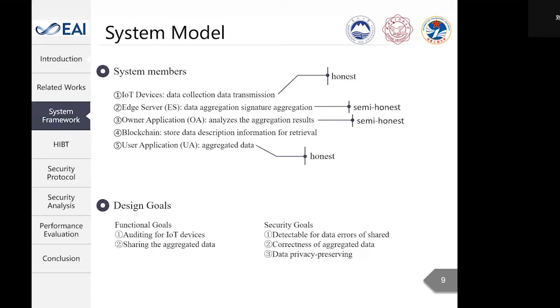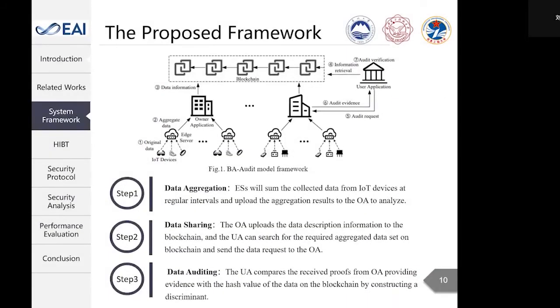There are 2 aspects of design goals. Functional goals contain sharing and auditing the Internet of Things data. Security goals include avoiding attacks about forgery, replay, and replace. Meanwhile, the BA-Audit supports data privacy preserving. The model structure is shown as figure 1.